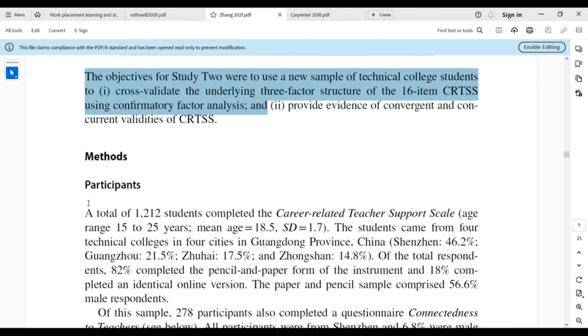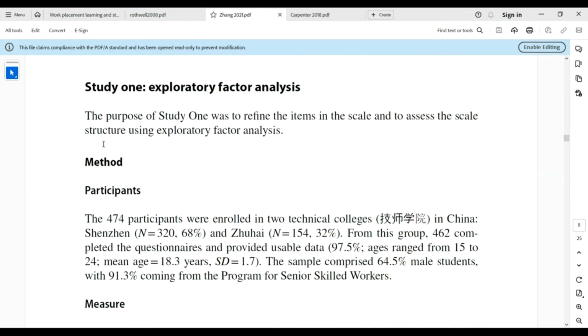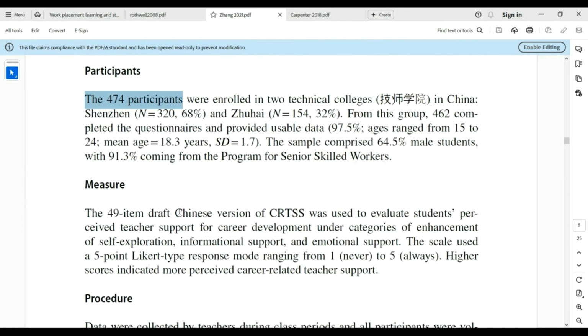You can see Zhang used a total of 1,212 students for the main study for the confirmatory factor analysis that led to the final production of the measurement scales that anyone can adapt. Now for study 1, you can see the exploratory factor analysis. Zhang used 474 participants to explore the data in China among the Chinese population.